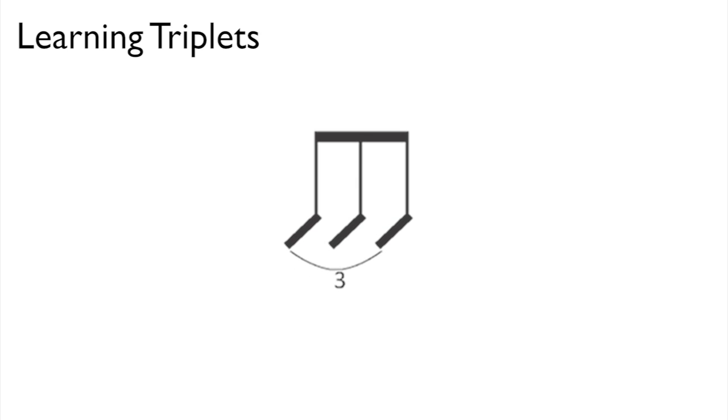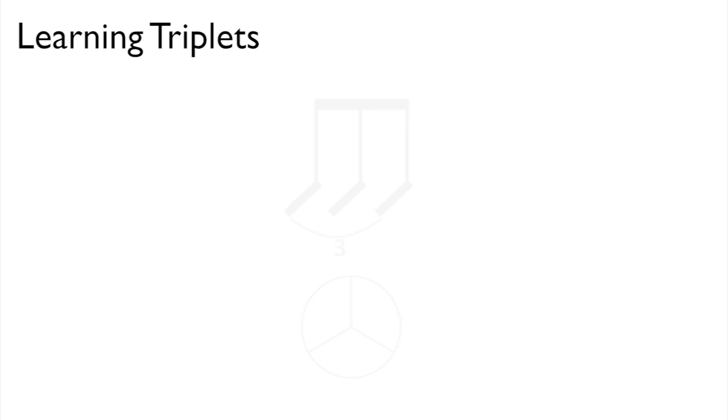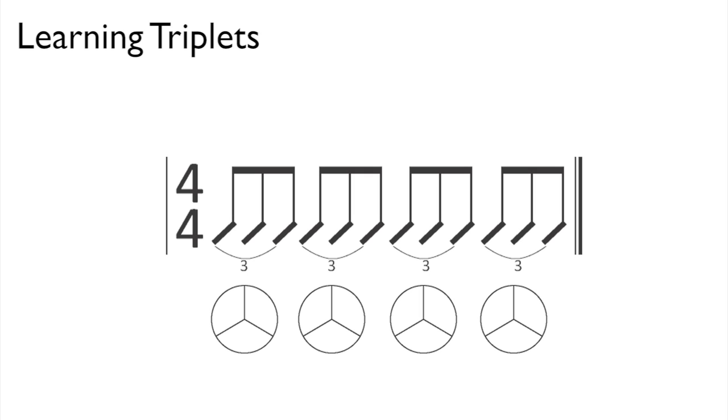To represent this, I've divided the circles into 3 even portions. I've done this to help illustrate how the triplets are worth 1/3 of a beat each. Listen and watch the example. 1, 2, 3, 4.